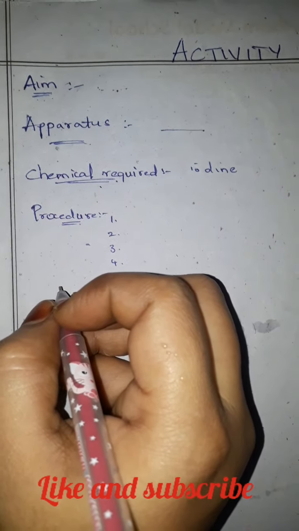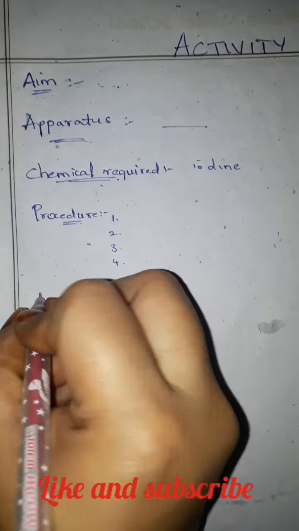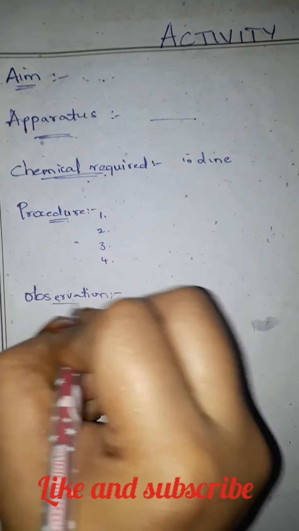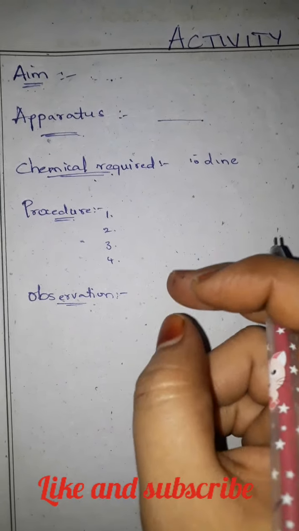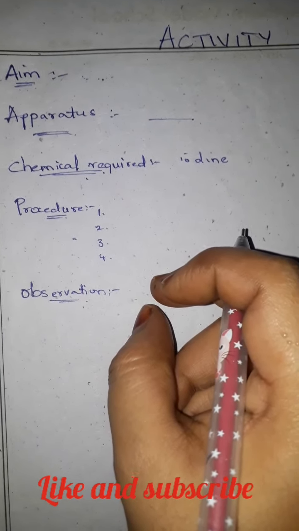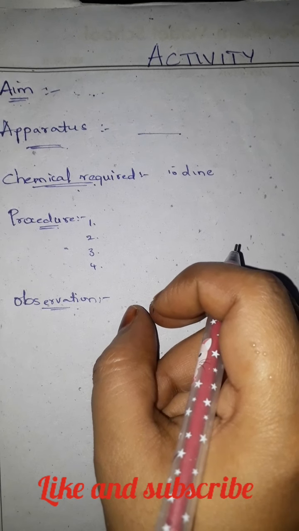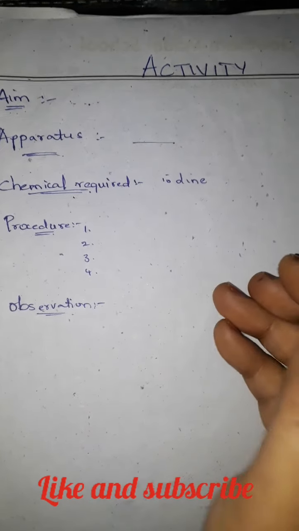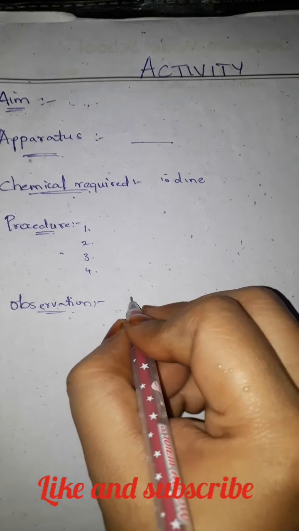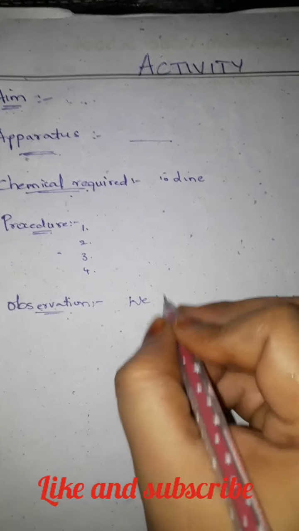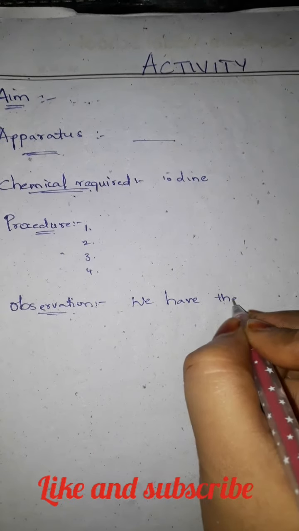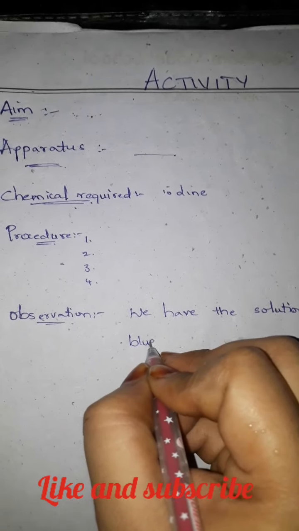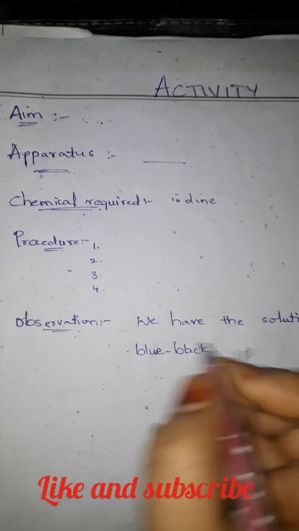Then next, after procedure we will write observation. What is our observation? What have we observed in this experiment? For example, we have observed that the solution we are taking is turning into dark blue or black. We have observed that the solution has turned blue-black in color. That means it proves that.